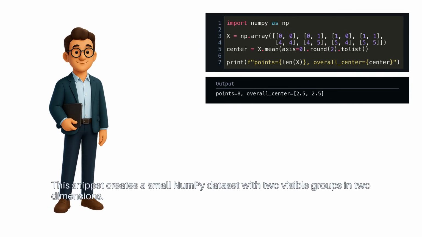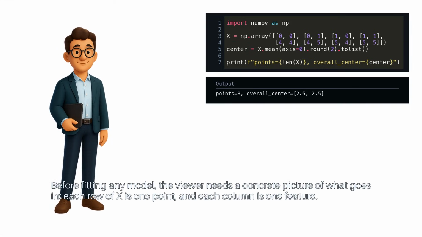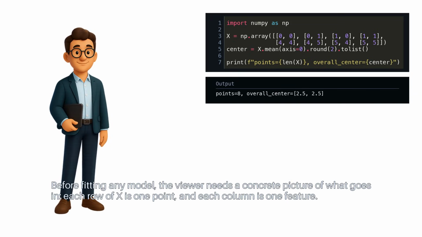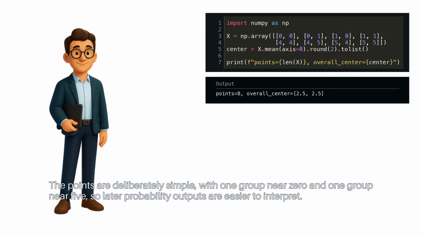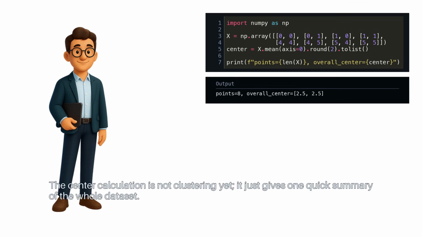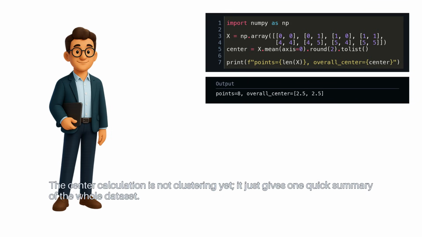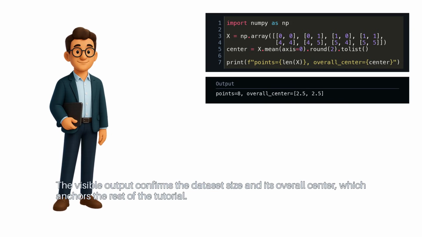This snippet creates a small NumPy dataset with two visible groups in 2 dimensions. Before fitting any model, the viewer needs a concrete picture of what goes in. Each row of X is 1 point, and each column is 1 feature. The points are deliberately simple, with one group near 0 and one group near 5, so later probability outputs are easier to interpret. The center calculation is not clustering yet. It just gives one quick summary of the whole dataset. The visible output confirms the dataset size and its overall center, which anchors the rest of the tutorial.